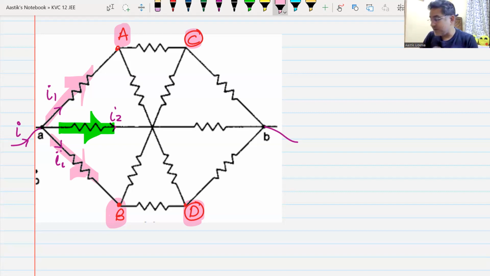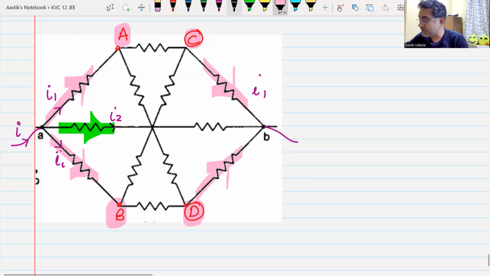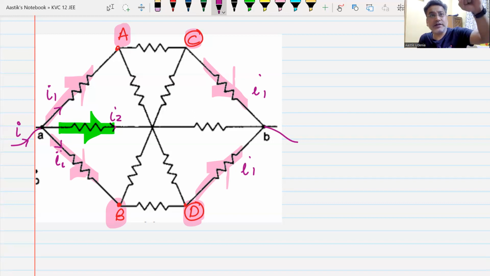I1 current goes in the upper branch, and logic will tell us that the same current I1 should come back from this branch, because there is symmetry. The same current I1 which has gone in the lower branch should come back from the lower branch. Why? Because there is symmetry. It is symmetrical in this aspect, and it is symmetrical from that side also. Do we understand this? Yes, sir.